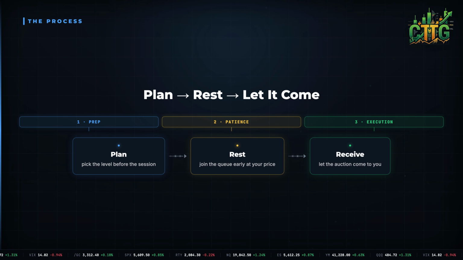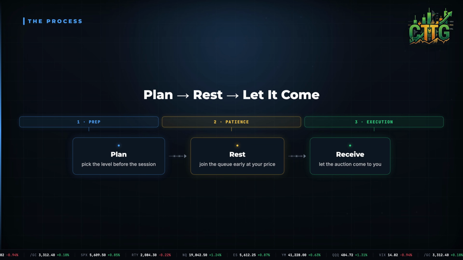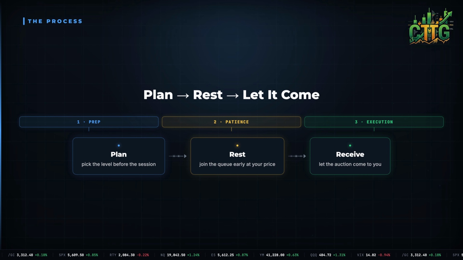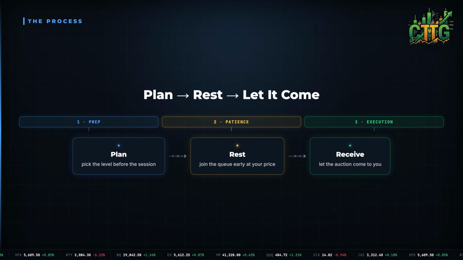Third, let the auction come to you. No chasing, no mid-air decisions. If price never comes, there was no trade, and that's fine. The best traders aren't fast, they're early. Speed is for the people who didn't plan.